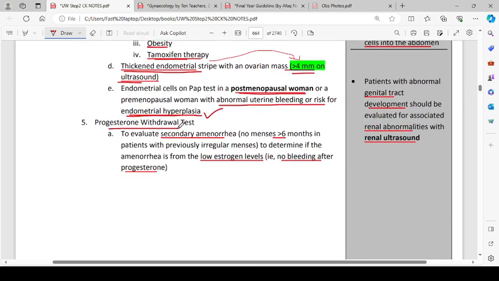Then progesterone withdrawal test to evaluate secondary amenorrhea, no menses more than 6 months in the patients with previously irregular menses, to determine if the amenorrhea is from low estrogen levels, that is no bleeding after progesterone.